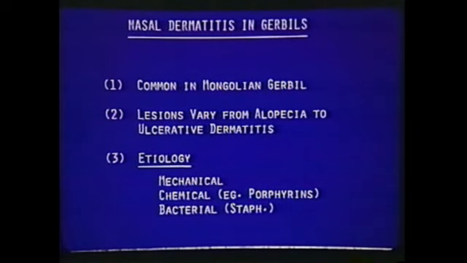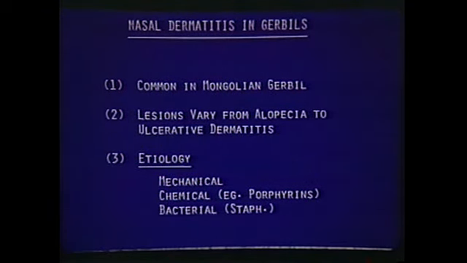And just to summarize, it's common in the Mongolian gerbil. The lesions may vary from alopecia to ulcerative dermatitis. And the etiology, certainly the most important factor is the second one here, is chemical irritation. And it appears that in gerbils that aren't grooming properly, as the porphyrins are being released from the lacrimal glands and drained down to the external nares, normally they're distributed by grooming over the entire pelage. If this does not occur, then the porphyrins accumulate in this area and cause a chemical irritation and eventually chemical dermatitis and the typical ulcerative lesions that we see in advanced cases of this condition.